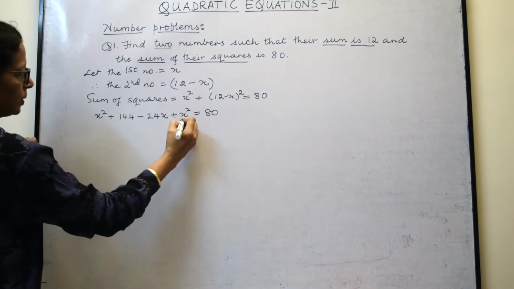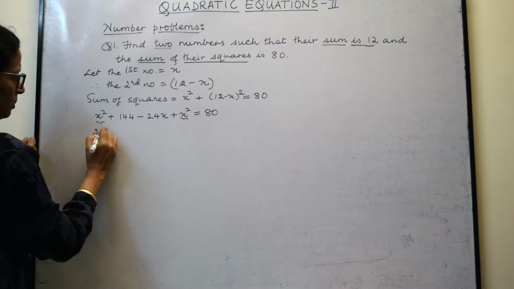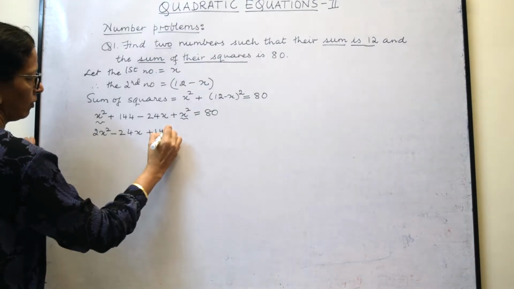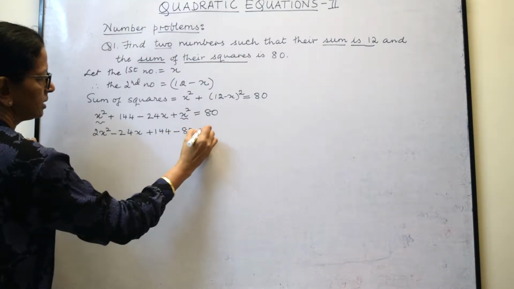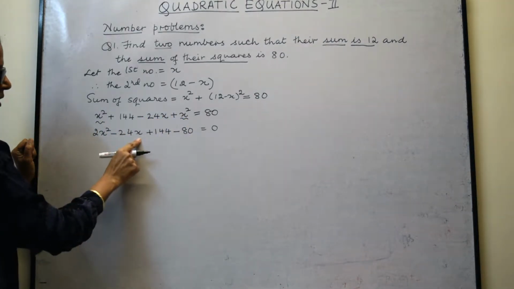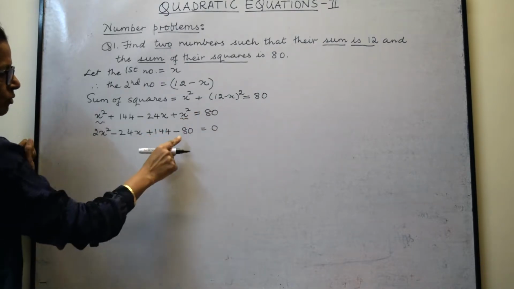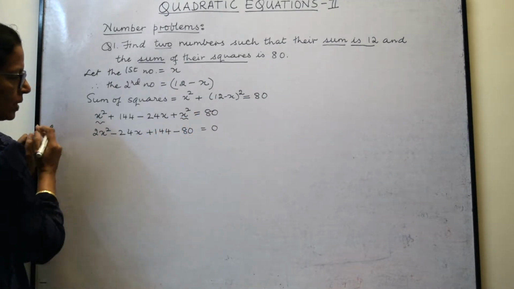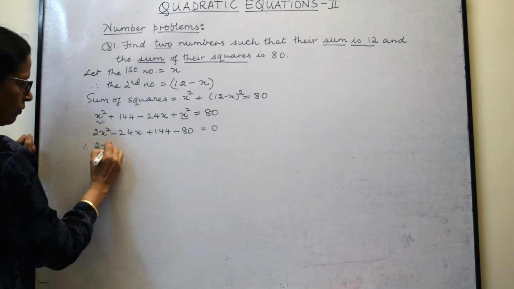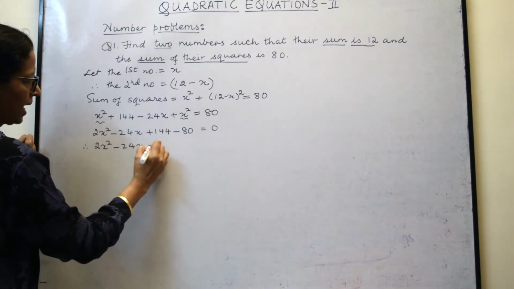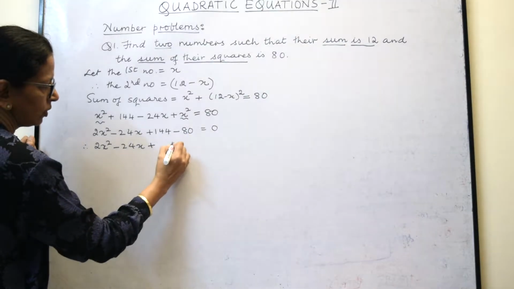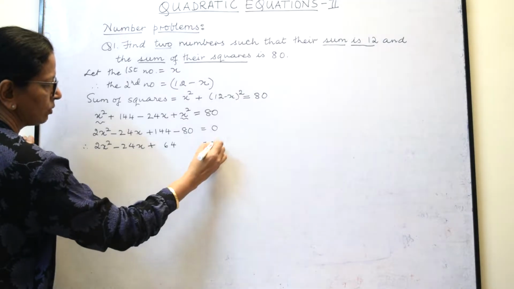Now we can take the like terms together. Can you see this x squared and x squared? So it becomes 2x squared minus 24x plus 144 minus 80 is equal to 0. Now what have we done? We have added the like terms, wrote the other terms, and this 80 we have to bring to the left hand side so that we have all the terms on one side, and we'll make that equal to 0 to make a typical quadratic equation. So therefore we'll have 2x squared minus 24x, and here plus, you have to subtract 80 from 144. So that gives us 64, and that's equal to 0.